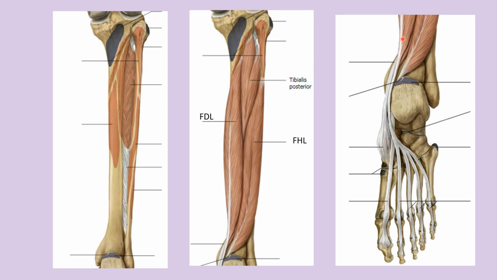Flexor digitorum longus crosses the tibialis posterior from the medial side. It is the medialmost muscle in the back of the leg in the deep group, right? From the medial side it crosses tibialis posterior first, and then it crosses flexor hallucis longus, and it goes to the lateralmost place and inserts on the plantar aspect of the base of the distal phalanges of the lateral 4 digits.